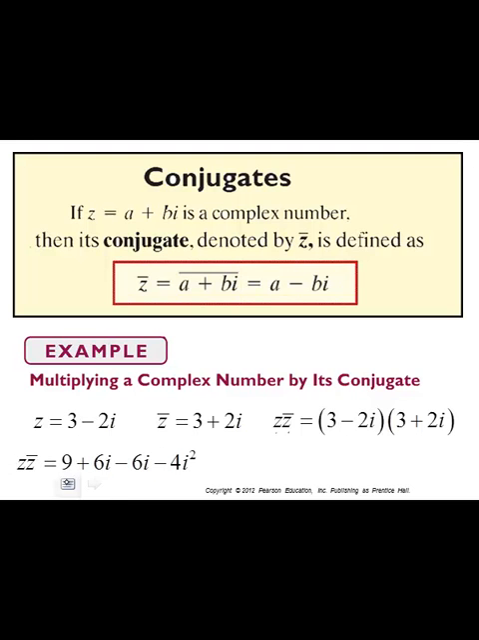So that's what's going on here. We have the 9, which is the 3 squared. Of course, the middle terms cancel. And we have negative 4i squared. i squared is negative 1. So you have 9 plus 4, which is 13.